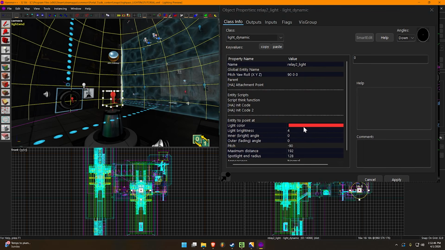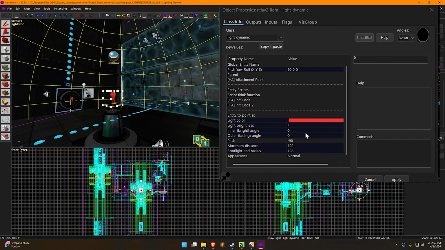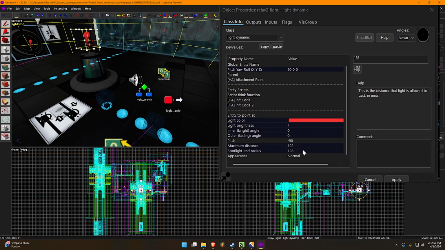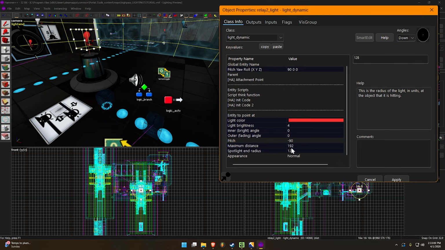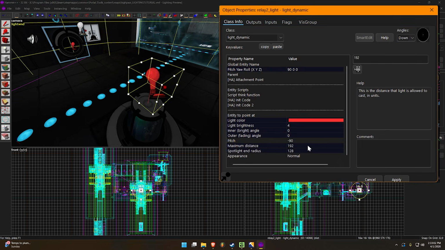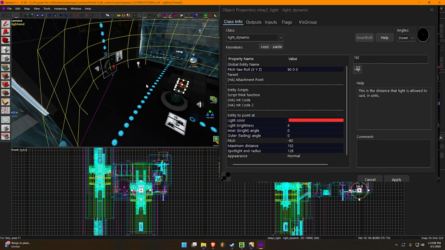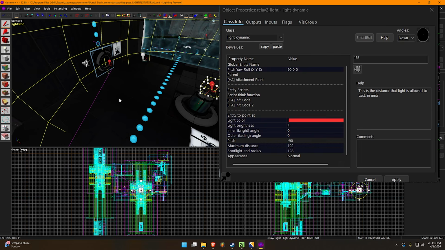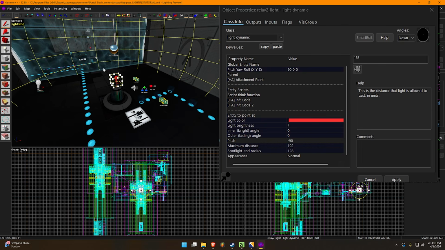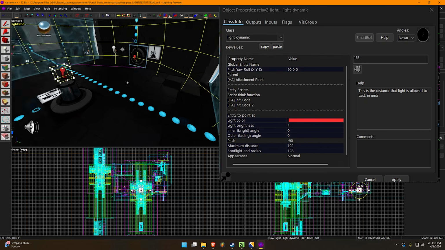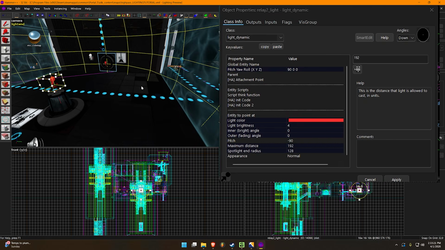Now, if you want it to function like a spotlight, you can. You can just set those angles like you would with a light spot. But if you want a general glow, do it that way. Maximum distance and spotlight end radius. I always set spotlight end radius to like 128. And then your maximum distance, it's kind of like a hard fall off, but it includes your soft fall offs as well. Set that to just the general area that you want the light to show. And if it's not too small, it'll look all right.